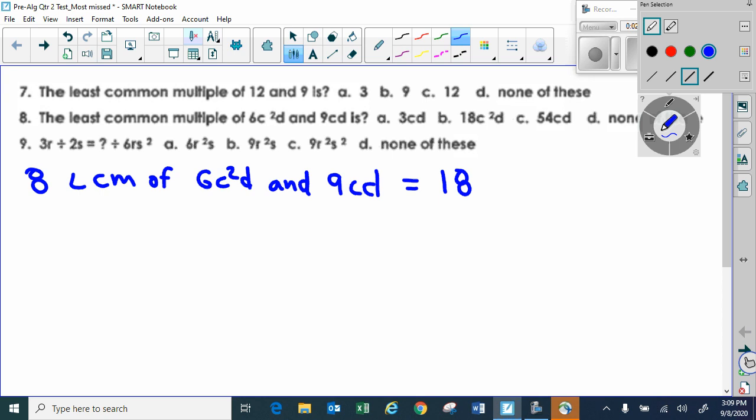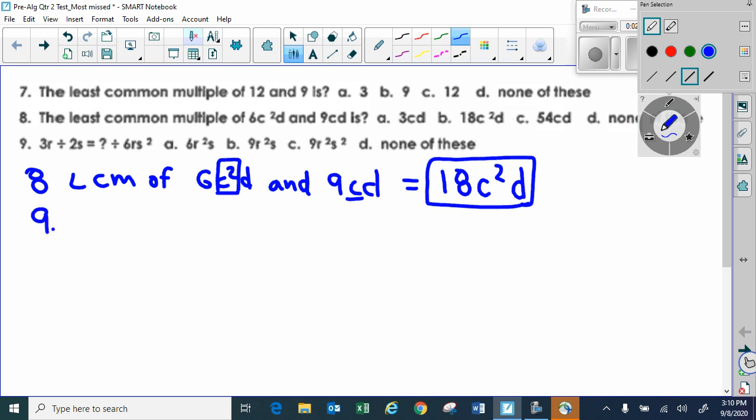And then I have to take the most of each variable. So that has 2 and that only has 1, so I take the c squared. And then for the d's, they both have 1, that's the most, 1. And there's your answer. So if I do 18c squared d divided by 9cd, I would get 2c. If I do 18c squared d divided by 6c squared d, I get 3. So they both divide in evenly. Okay, so you can see that works.